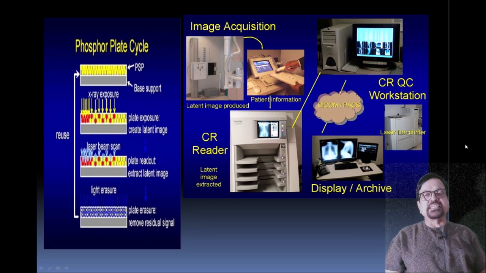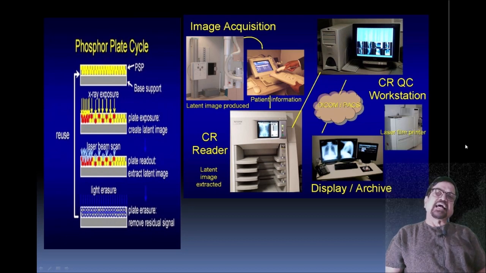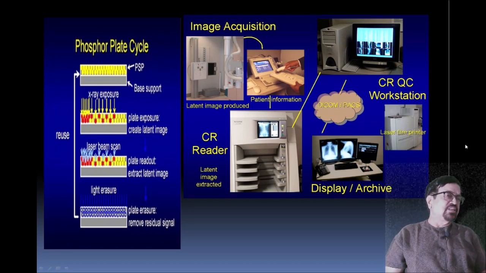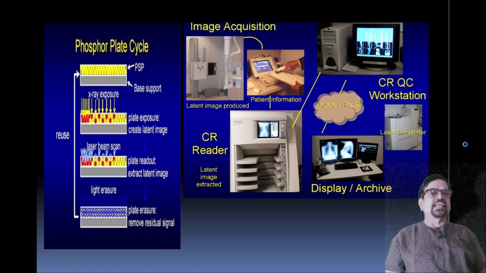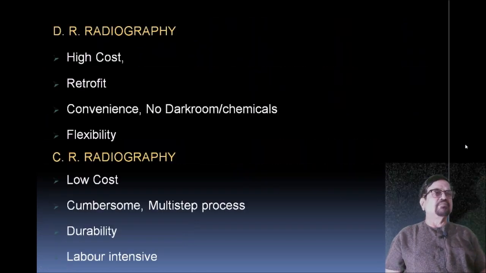Now how is the latent image created? It is created by the electrons from the higher stage. When they drop to the lower stage, they emit light and they form a latent image. Now there is a reading of the image, and again the plate is exposed to light so that it can be reusable. It can be used for the second patient. It becomes fresh.